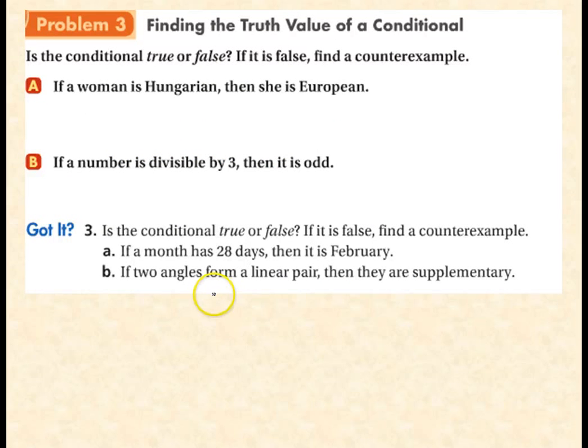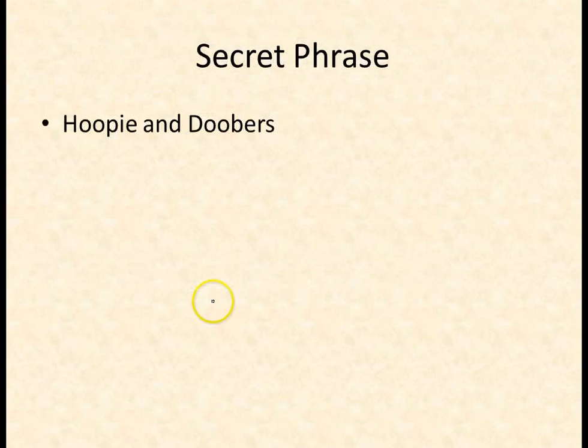The secret phrase for today is the name of a game that my son made up when he was 2 years old. It's called Hoopy and Doobers.